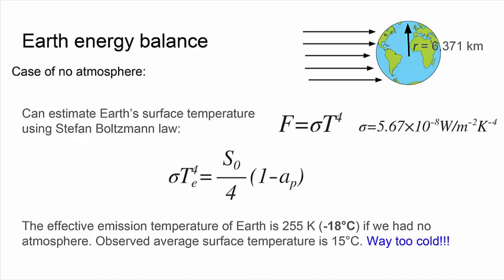And so if you think about it, what the Stefan-Boltzmann law tells you for a black body is that F, the radiation it's emitting, is proportional to this constant times the temperature of the body to the power of 4. So let's go back.